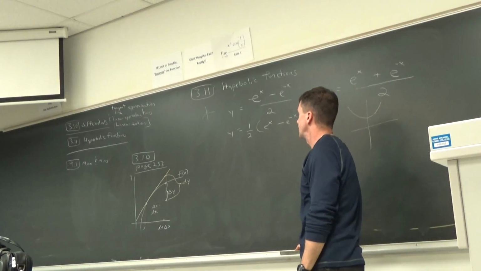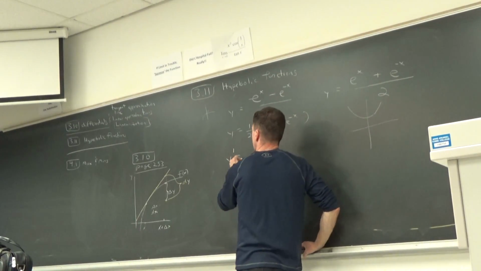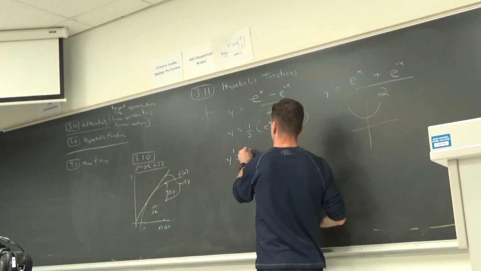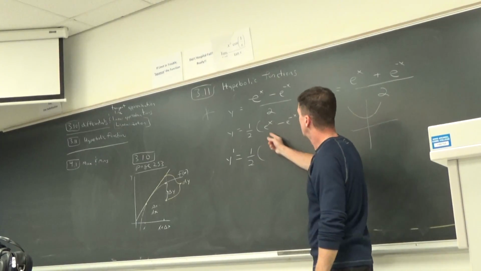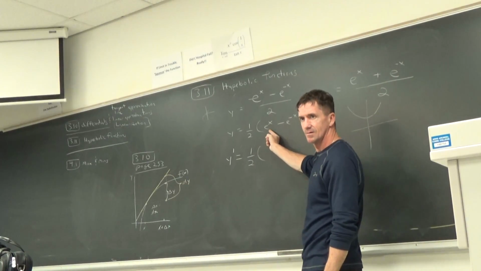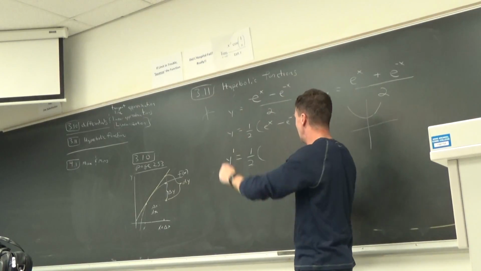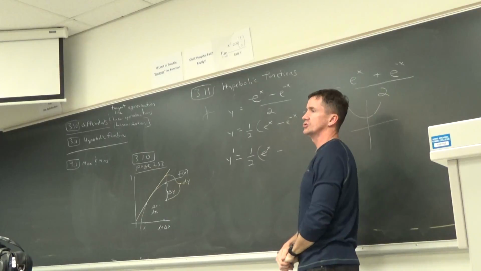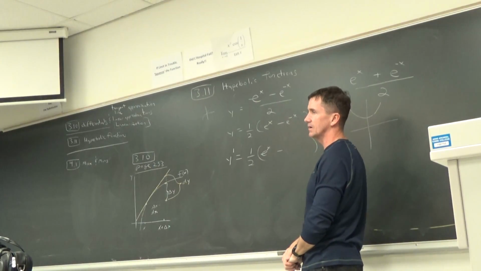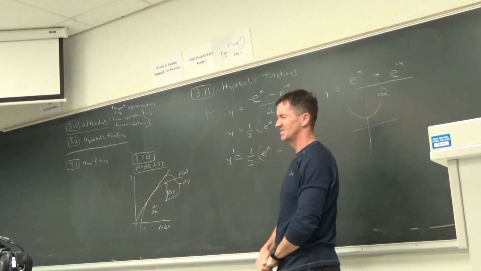Alright, so let's differentiate this. Y prime. That means the constant stays. We don't need a product rule here. Let's start with that guy. E to the what? We've got a chain rule here. Be careful, because that's not e to the x. That's e to the negative x. So that's e to the power negative x times minus 1.